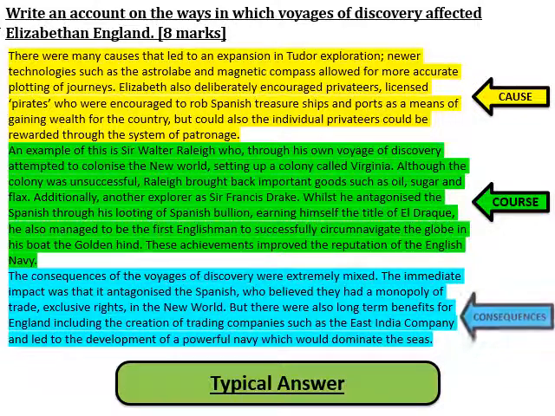And finally, it focuses on the consequences of voyages of discovery, which it notes very quickly were extremely mixed, thinking about the impact on breaking down relationships with the Spanish, but the long-term benefits for England, creating trading companies and setting the foundations for the British Empire.